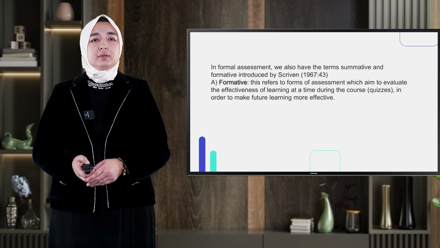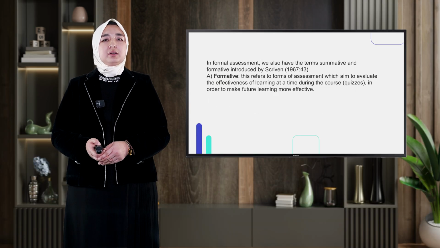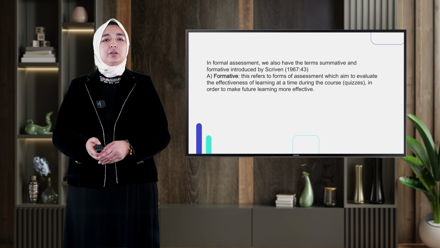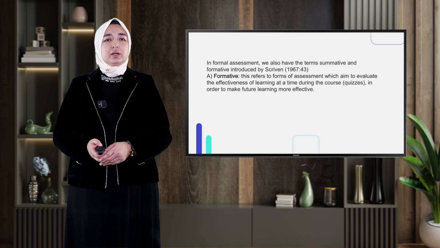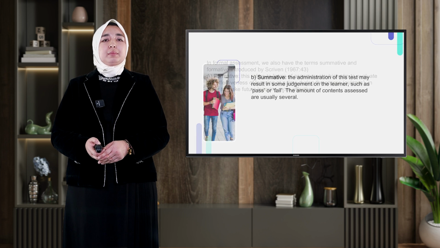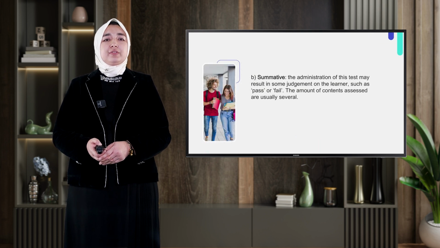In formal assessment, we also have the terms summative and formative, introduced by Scriven in 1967. Formative refers to forms of assessment which aim to evaluate the effectiveness of learning during the course, such as quizzes, in order to make future learning more effective. Summative: the administration of this test may result in some judgment on the learner, such as pass or fail. The amount of content assessed is usually several.